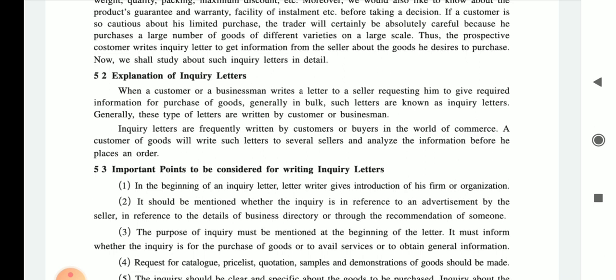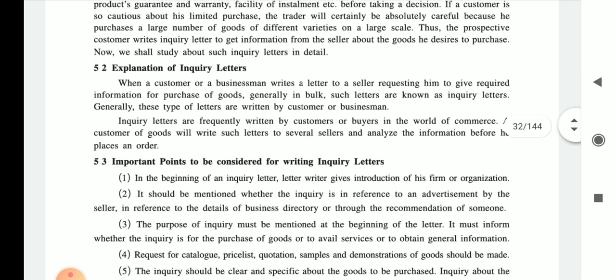Now we shall study such inquiry letters in detail. We are going to start these letters to understand them in detail. Next one is the explanation of inquiry letter. What is an inquiry letter? Now we will learn about this.